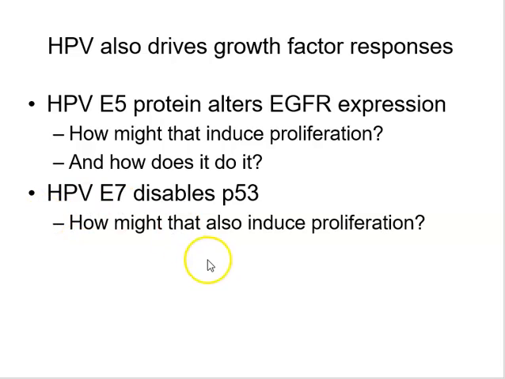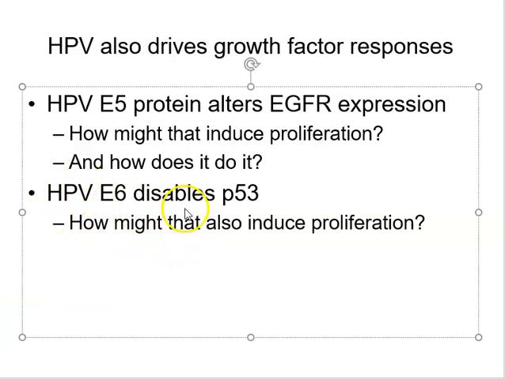So I've mentioned that E6 disables P53. E6 might induce proliferation by P53 being unable to drive P21, as we heard in the last lecture. That is a cyclin-dependent kinase inhibitory protein. There's another protein called HPV-E5, and that drives epidermal growth factor receptor expression. So that will drive proliferation as well.